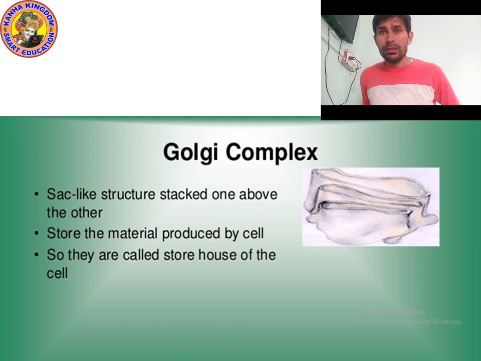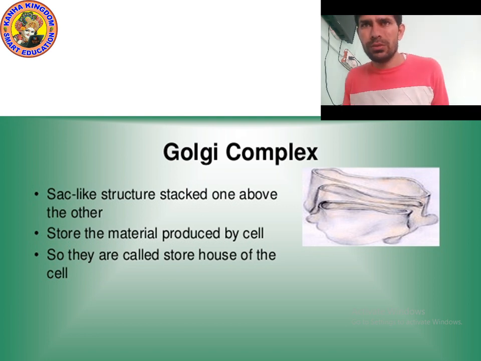Why do we call it that? Because it stores the material which is produced by the cell, like protein. So its function is storing different kinds of material. It helps in storing. Okay, so that was all about the Golgi body.